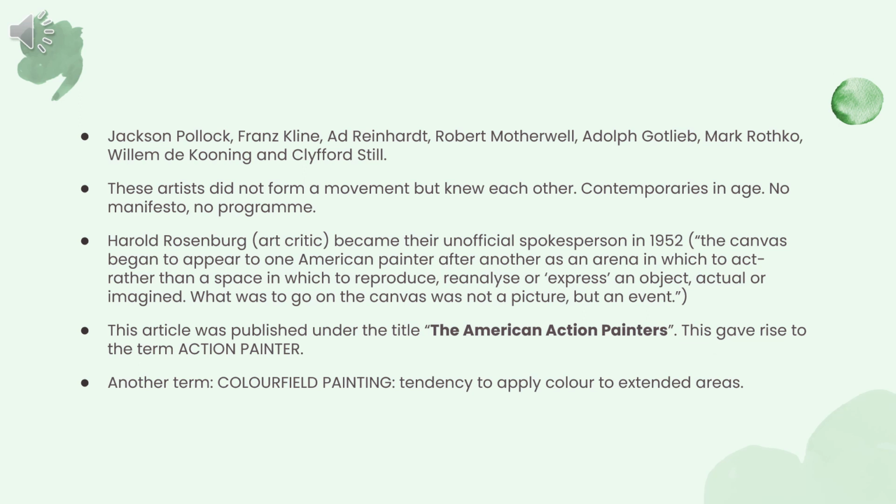These artists did not form a movement, so they were not like the Dadaists that had a whole manifesto. They were contemporaries in age, but there's no manifesto, no program. The art critic became the unofficial spokesperson in 1952, and the article was published under the title The American Action Painters. Now you get two types of abstract expressionists. You get the action painters and the color field painters, and we'll have a look at those two now.